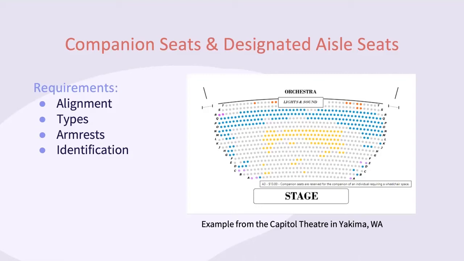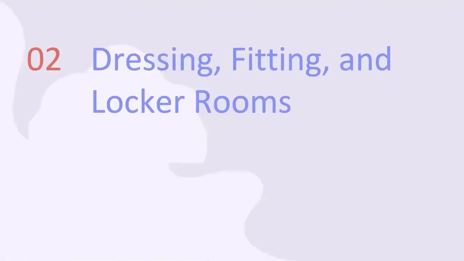For example, where there are armrests on seats in the surrounding area, armrests on designated aisle seats must be folding or retractable on the aisle side. And they also must be identified by a sign or marker. It's suggested that these signs or markers have contrast and be photoluminescent, but this is not required. In the example, you can see this is the Capitol Theater in Yakima, identifying where the companion seats are. The next section is dressing, fitting, and locker rooms.